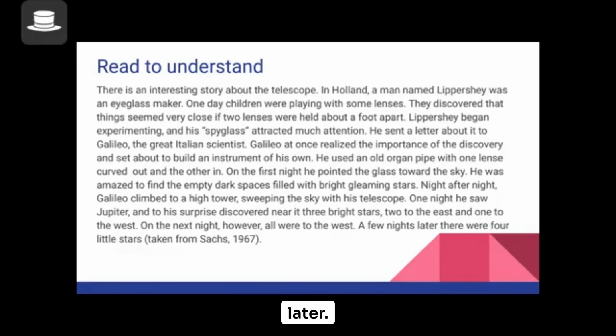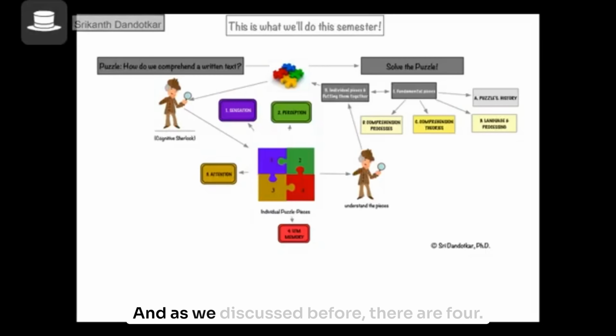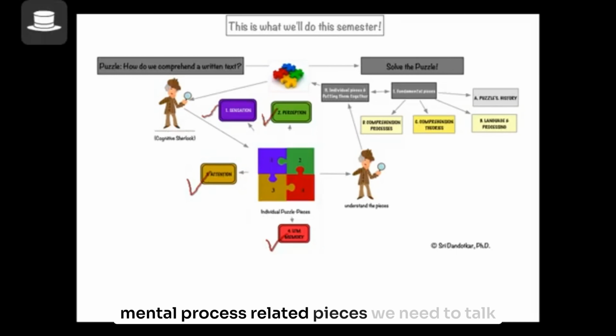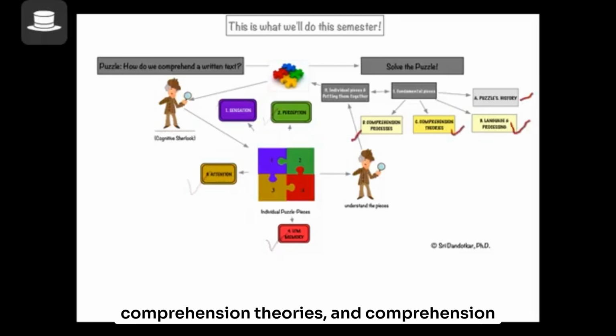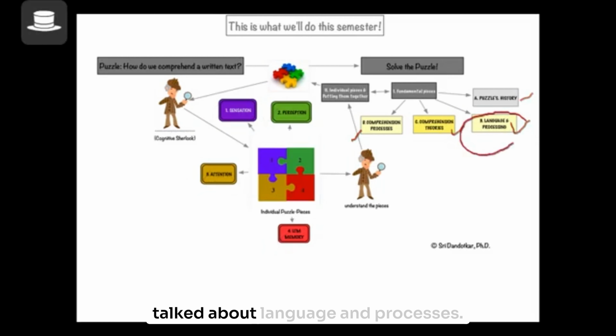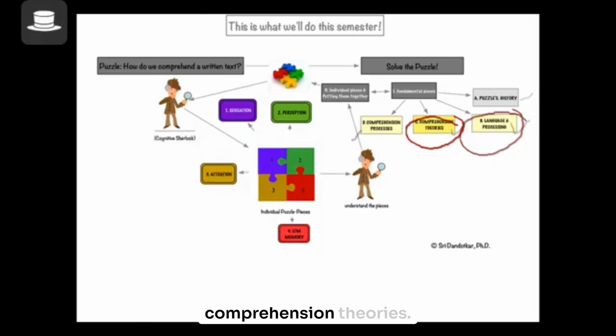Welcome back. We are in Unit 2, and as we discussed before, there are four mental process related pieces we need to talk about. And before that, I said that we have other fundamental pieces like puzzle, language, comprehension theories, and comprehension processes. And in the last unit, which was Unit 1, we talked about language and processes. And in this unit, Unit 2, we'll talk about comprehension theories.